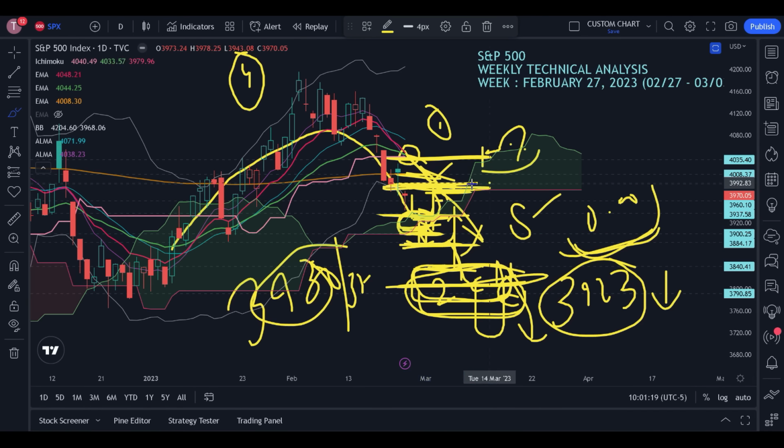This is the resistance around 3991. Once it breaches 3991, then only is it allowed to move, not to 4035, but to the 200-day EMA. This is the 200-day EMA around 4009, 4008. It has struggled there again and again. Around 4000, that's it, done, and then a fall. That is the bullishness. That is the only bullishness.